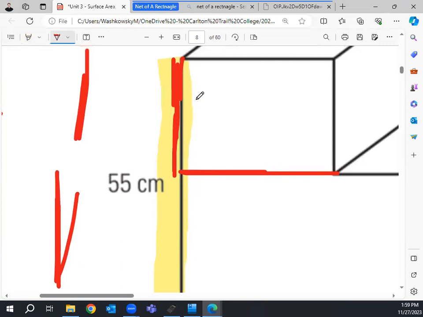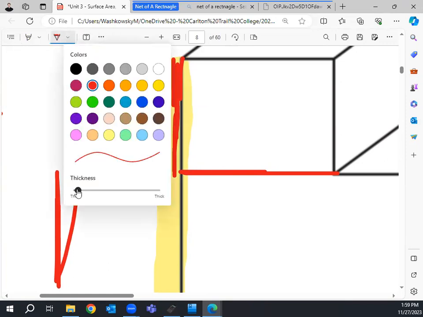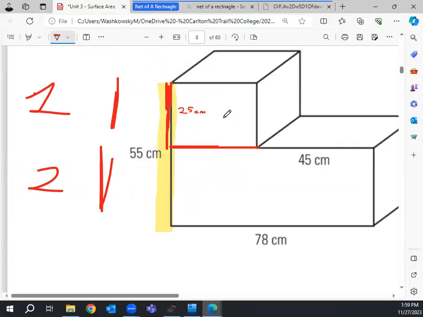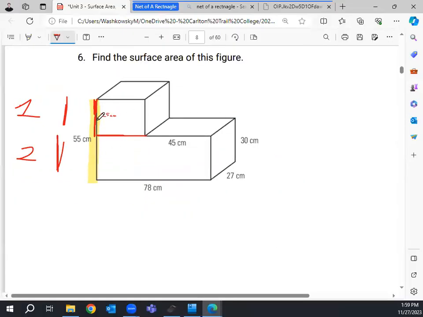So this whole thing here is 25 centimeters. I'm going to make this a little bit thinner. Does that make sense where I'm getting that 25 from? So the whole thing's 55. I took away the part I knew, which was this 30, and I'm left with only the 25.